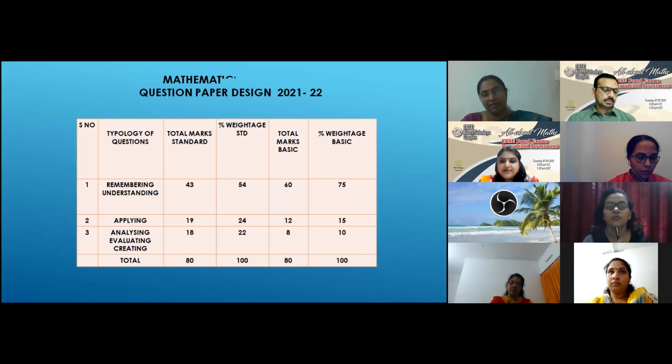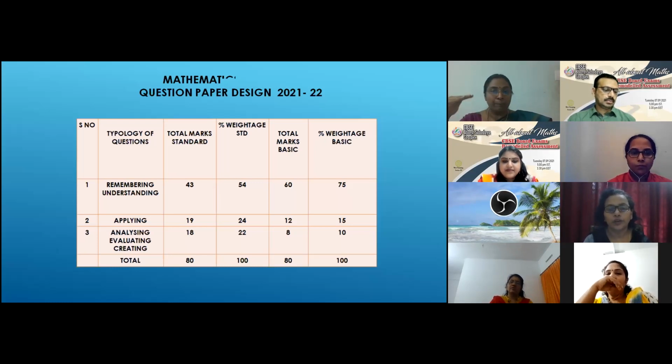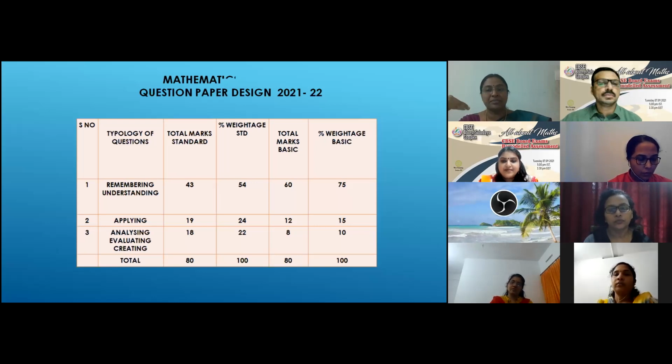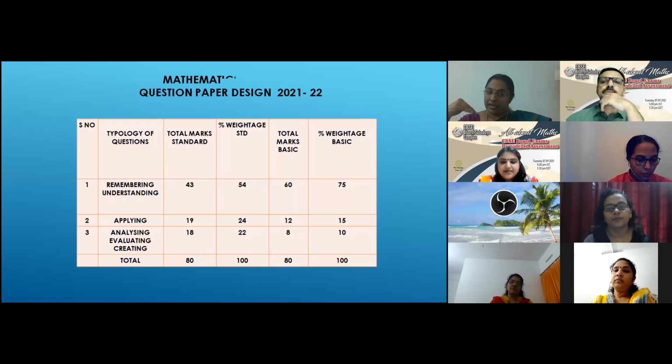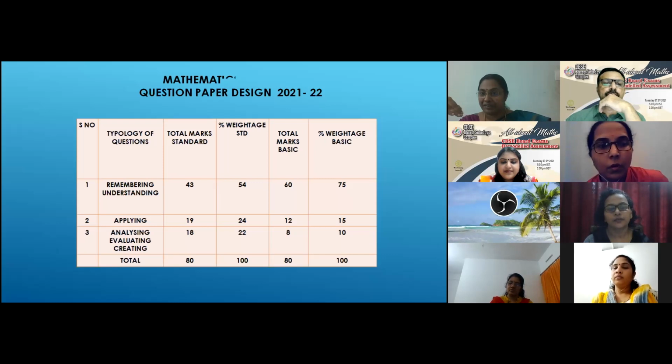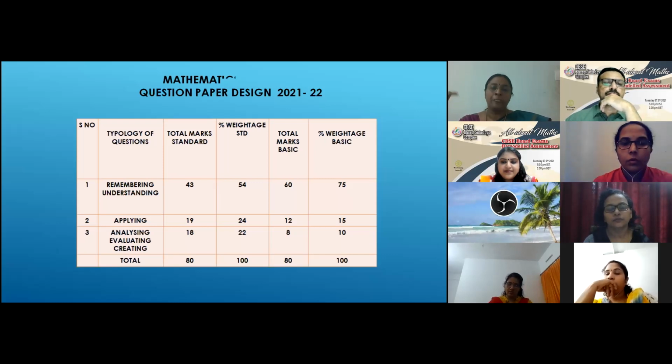That is the basic level. You can see the change. Second one, applying, 19 and 12. When we go to higher levels, the marks for basic level questions will be less, because basic maths children are not able to attempt the higher level application level questions. And the third one, I'm sorry, analyzing, evaluating and creating, application level questions or HOT questions, 18 marks, and basic you can see only 8 marks.